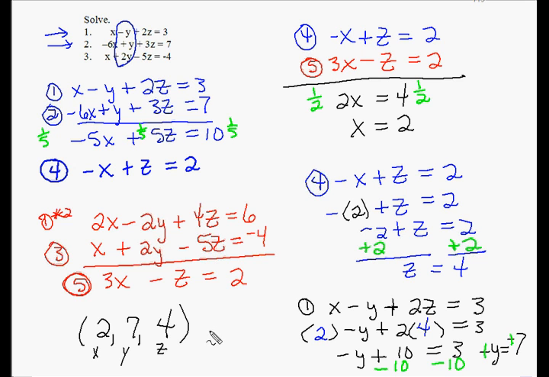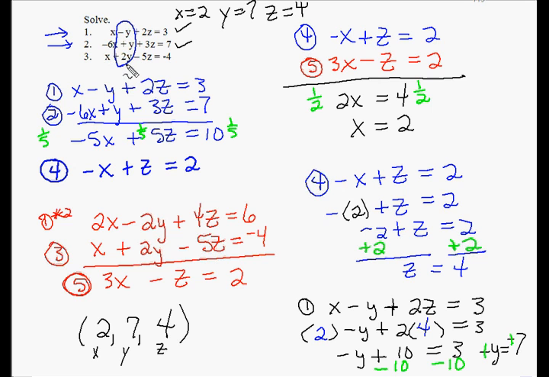Now the only way you'll know that this really is the correct solution is to check it in the original equations. So we need to check it in the equations. Putting in our x value is 2 and the y value is 7 and the z value is 4. We have 2 minus 7 is negative 5 plus 8 is 3. Negative 12 plus 7 is negative 5.